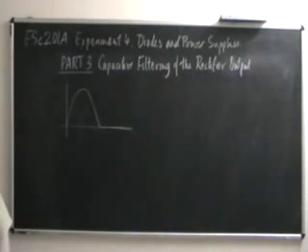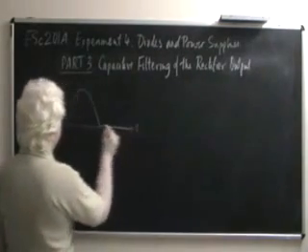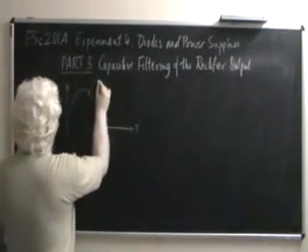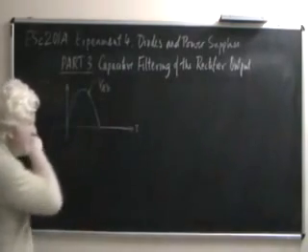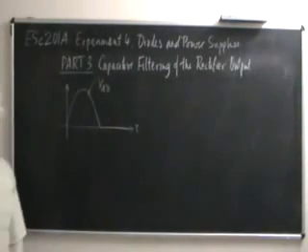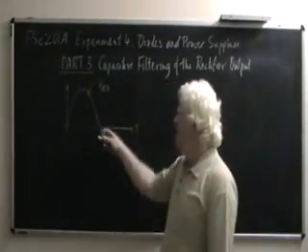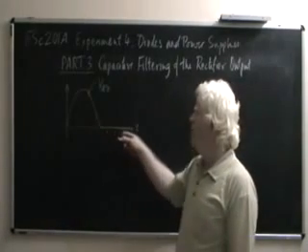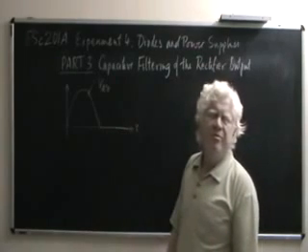Here is one cycle of a half wave rectifier's output. This is the time axis and this is the rectifier's output, which I will call VA-O. This is what the rectifier's output would normally look like, because in the second half cycle the diode is off and so no voltage is applied and no current flows through the load resistance.